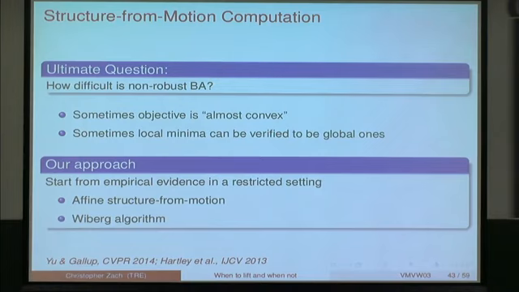We start from a different setting. So we restricted ourselves to what we call affine structure from motion, by first taking out this nonlinear image projection, and there it turns out that in the past the so-called Wiberg algorithm is doing extremely well, even starting from random initial values. So, just trying to give some intuition about this.